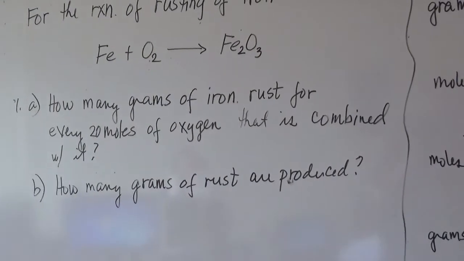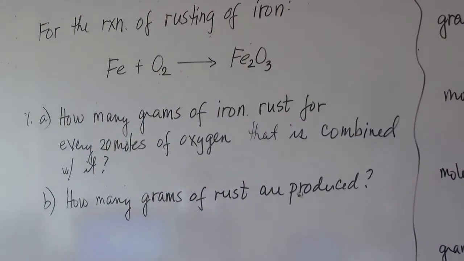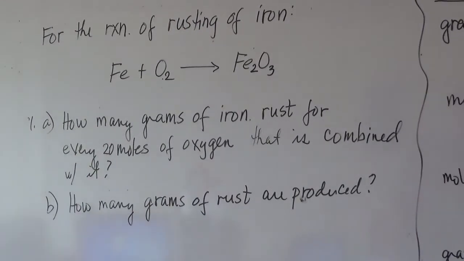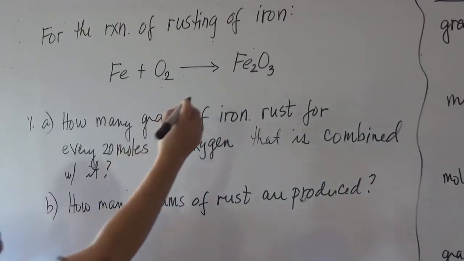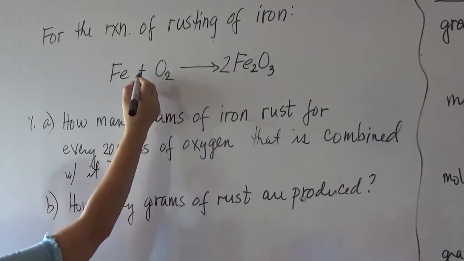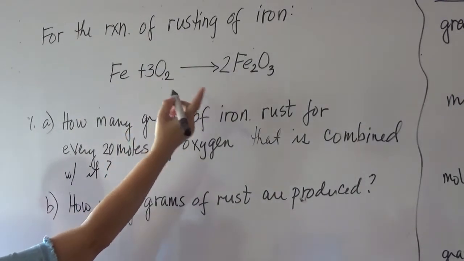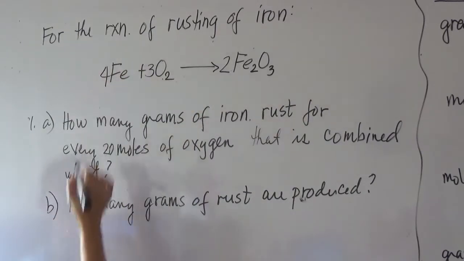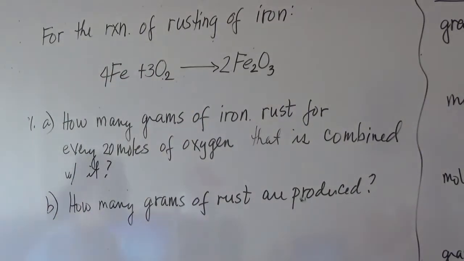Now, before you solve any stoichiometric problem based on a balanced equation, see to it that the equation or the reaction is balanced. The equation that we have is not yet balanced, so we have to balance it first. So this must be 2 moles of ferric oxide, and oxygen is 6, so this must be 3, and iron is 4. Okay? So the equation now is balanced.